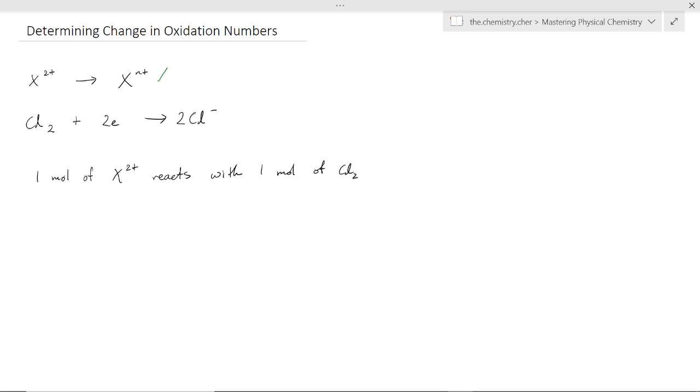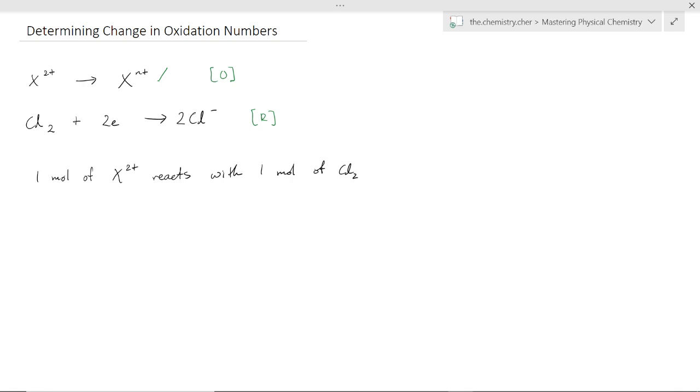So the first thing that you can do in this reaction is to determine who got oxidized and who got reduced. And if you look at the second equation, clearly chlorine gas is reduced to chloride. So if this is a reduction, this has to be oxidation. So you would expect the charge or the oxidation number of X to increase from 2 to a bigger number.